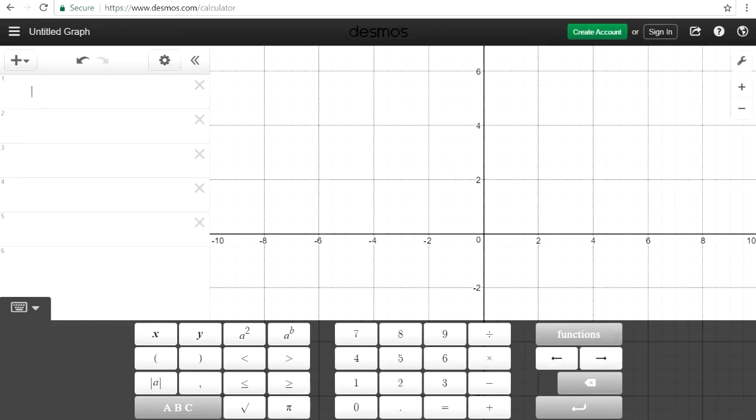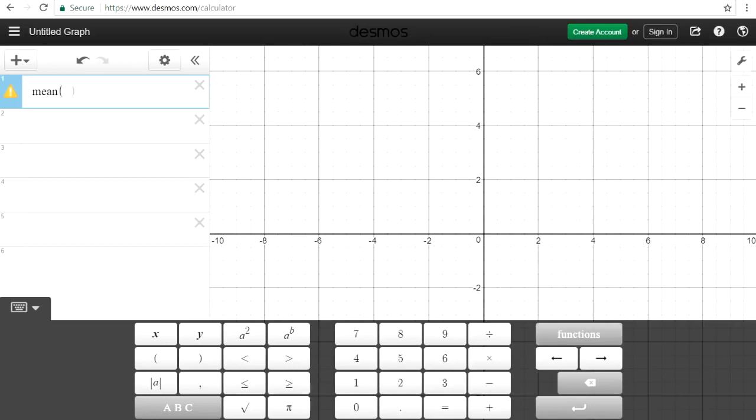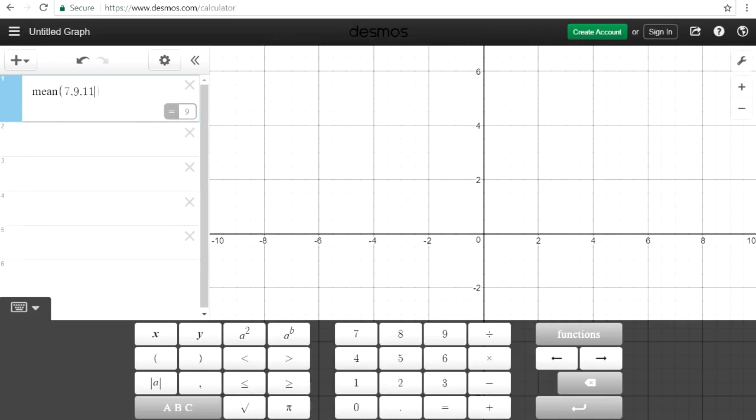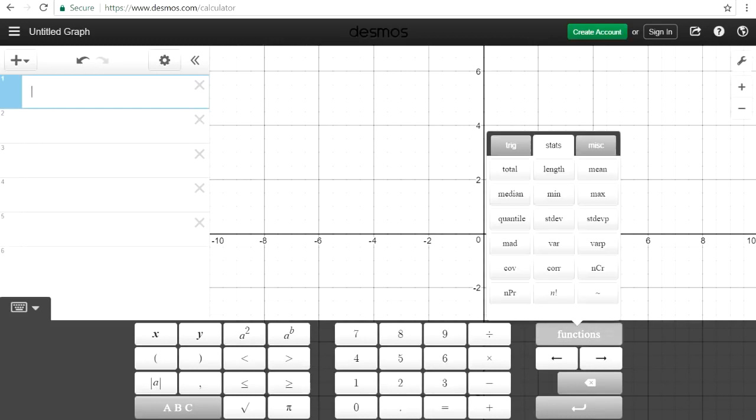And there's more. For those of you who are taking statistics, you can go to stats. And let's say you want to find the average of a few numbers. Let's say the average of 7, 9, and 11. That's 9. If we change it to 13, it increases to 9.67. So you could find the average or arithmetic mean of a bunch of numbers. Let's see what else we can do.